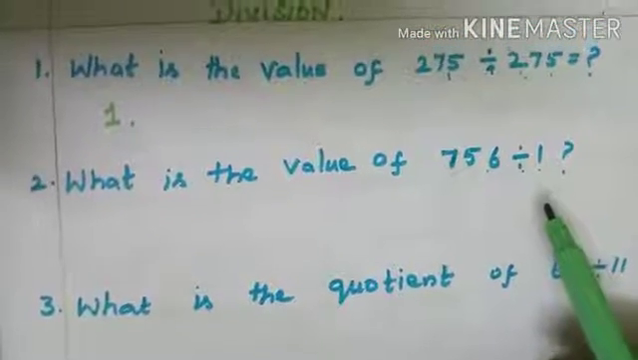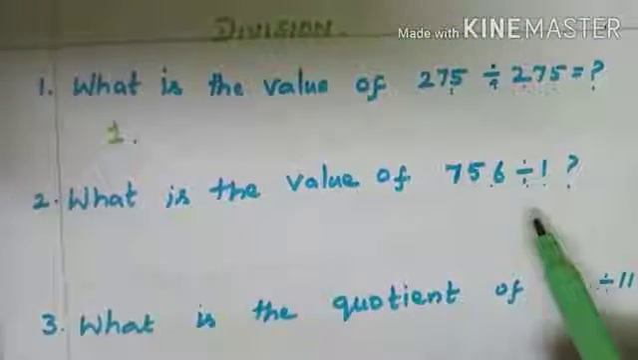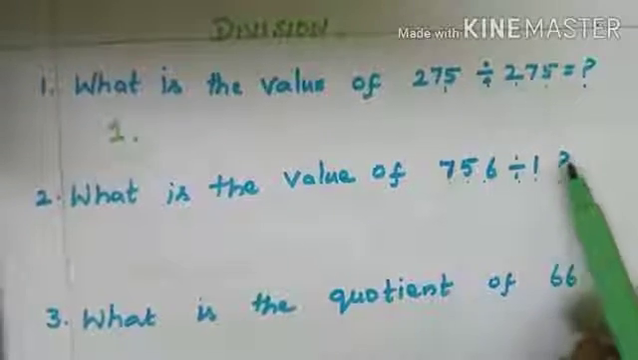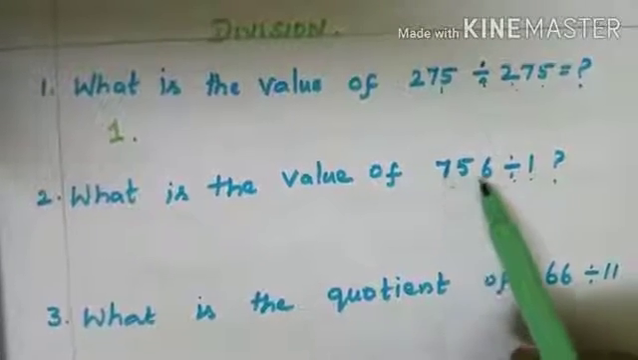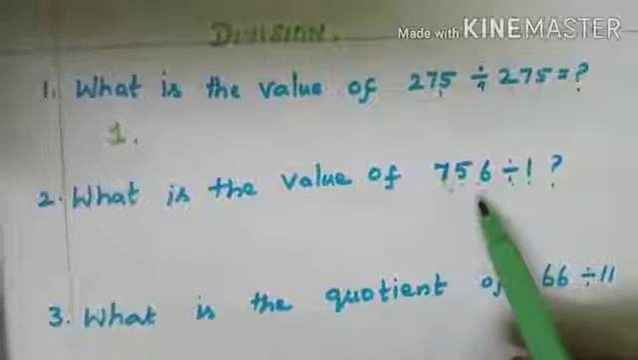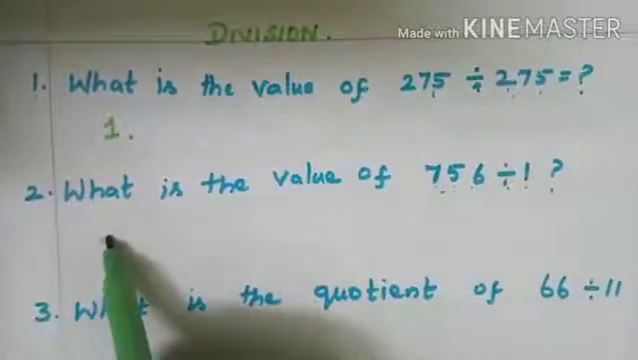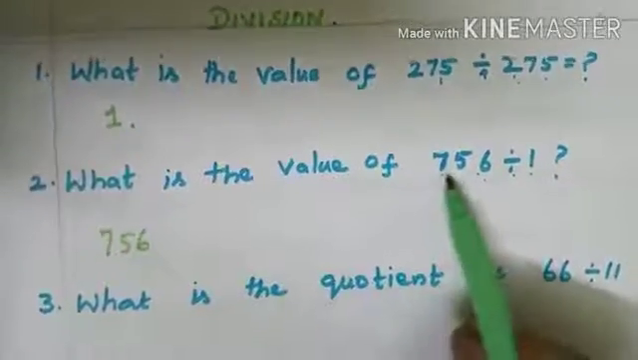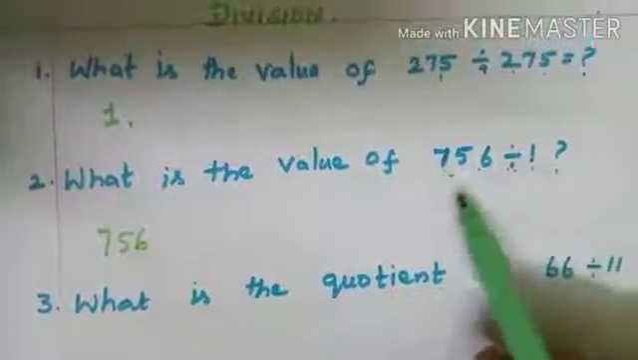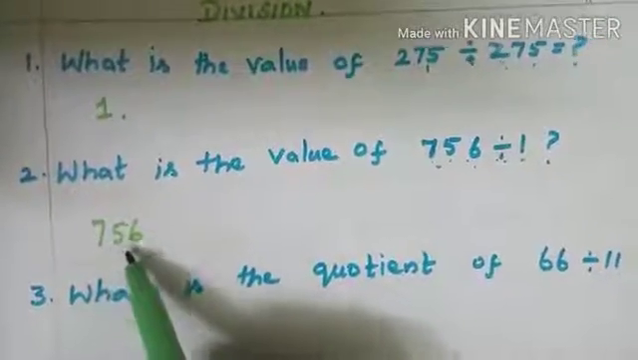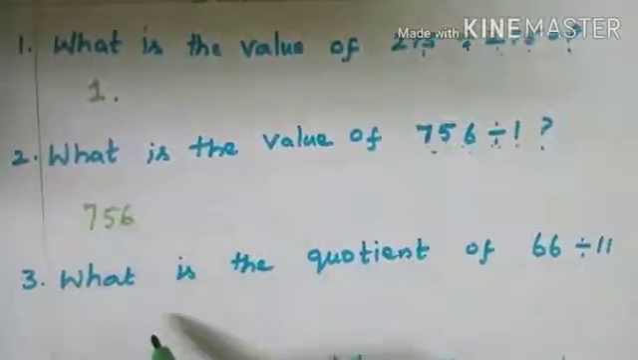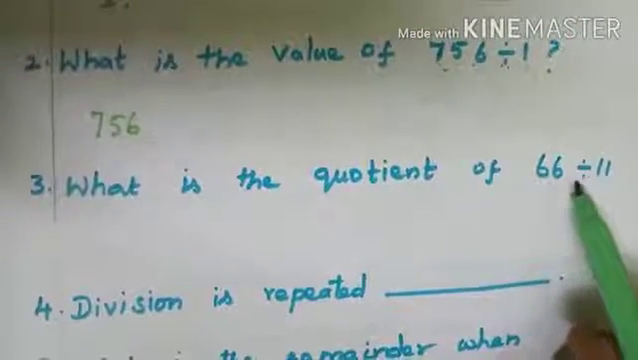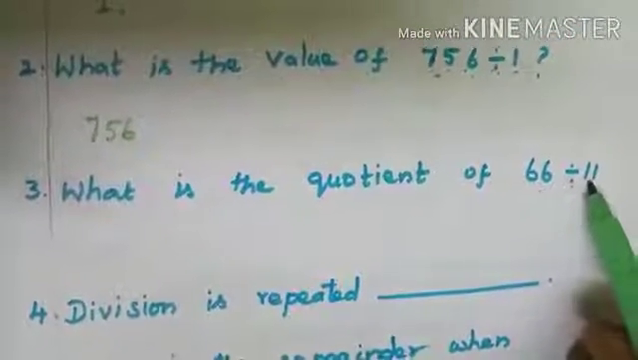The next question, what is the value of 756 divided by 1? In the smaller classes, you might have learnt this, isn't it? So, a number divided by 1 equals what? The same number. So, what will be the answer here? 756.